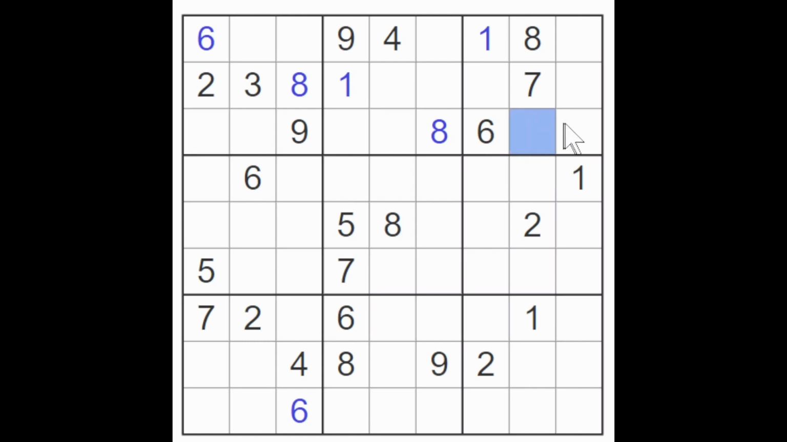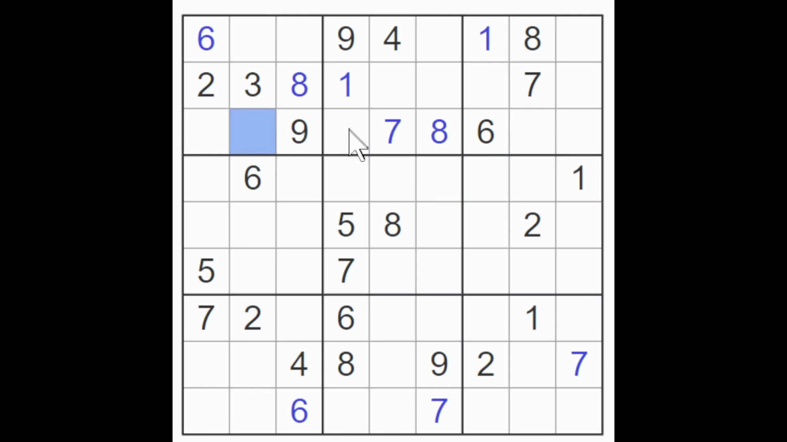Well, there's a 7 here blocking these cells. There's a 7 blocking this cell. So this is a 7. And now this must be a 7, right? Because the 7 is blocking over here. And the 7 is blocking down here. So this is a 7. Now one of these must be a 7. But I wasn't finished over here, was I?